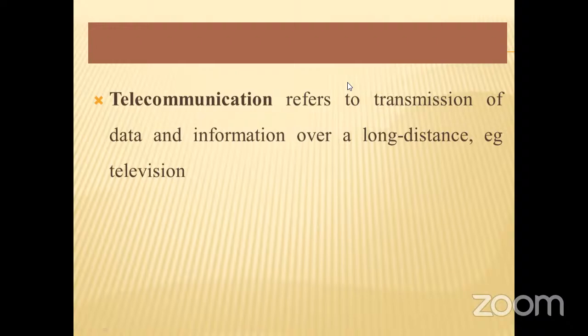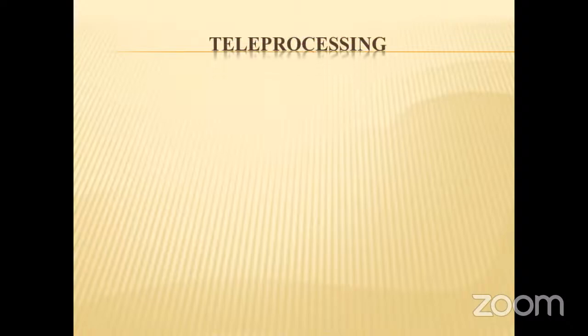And we have an example here, television. So we see that with television, information and data is easily transmitted over a long distance, so that a person who is even in Lira can get the information through watching a TV, yet the station is in Kampala. So that's what we mean by transmitting data over a long distance. We also have another terminology. Move on to the next terminology, that is teleprocessing.